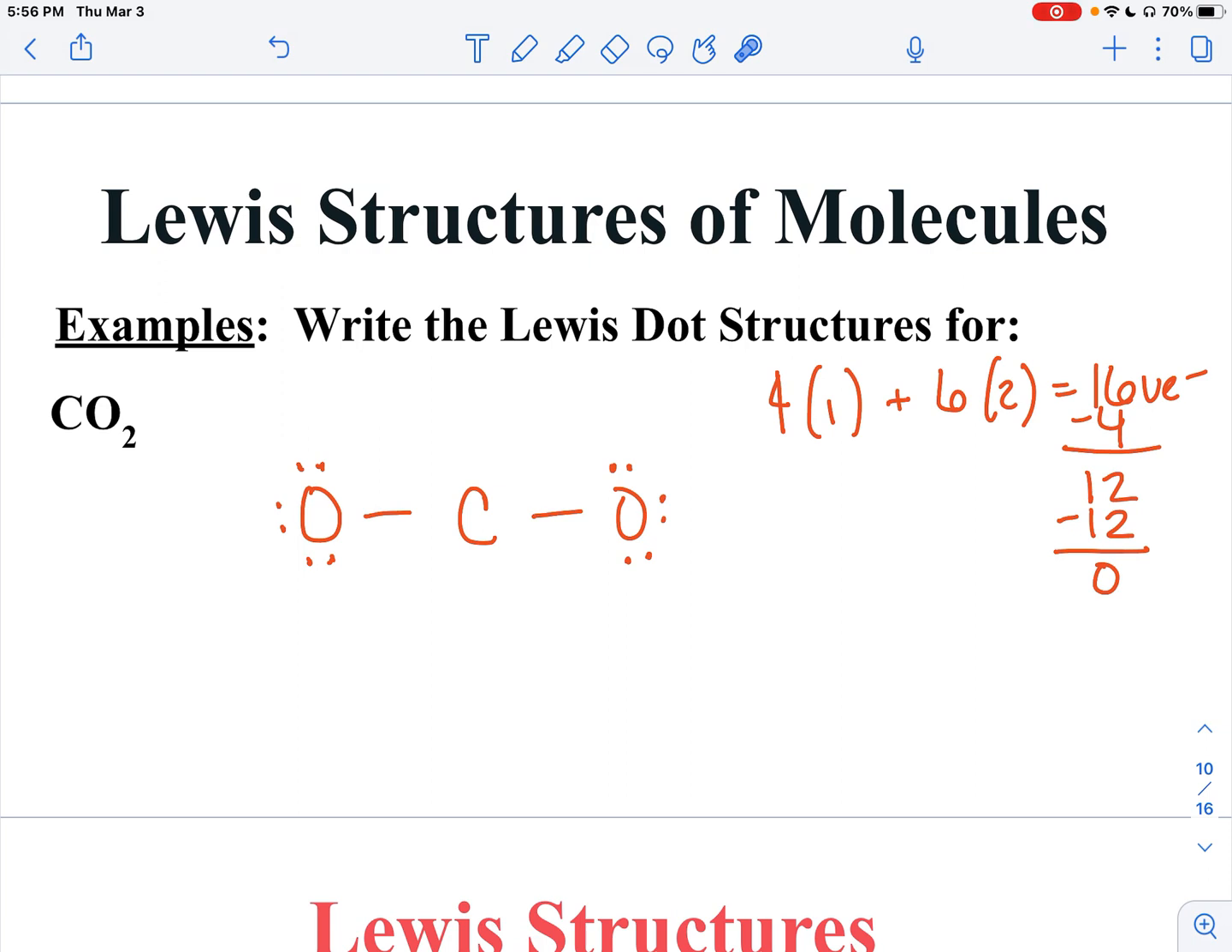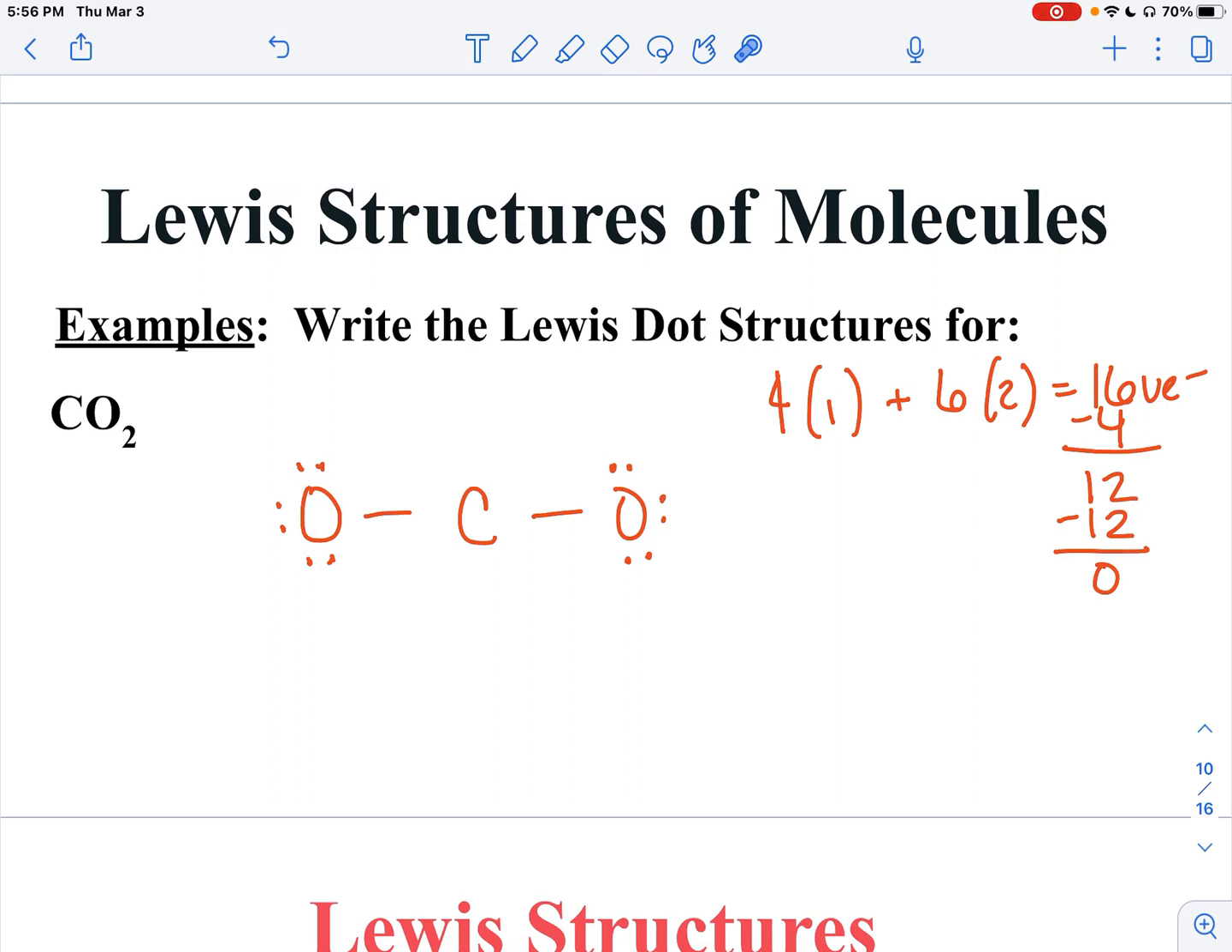1, 2, 3, 4. Now, a lot of students will say, well, carbon only needs 4. It's in group 4A. That's not true. Carbon starts with 4 because it's in group 4A, but the whole point of bonding is that they all get a full outer shell, that they all follow the octet rule. So carbon doesn't get to stay with 4. It has to have 8.